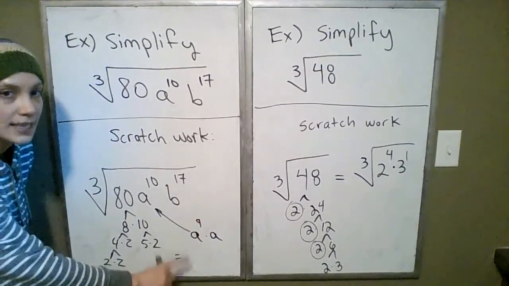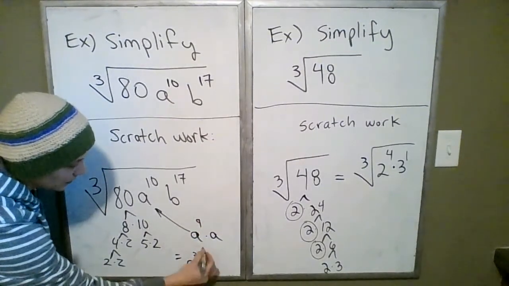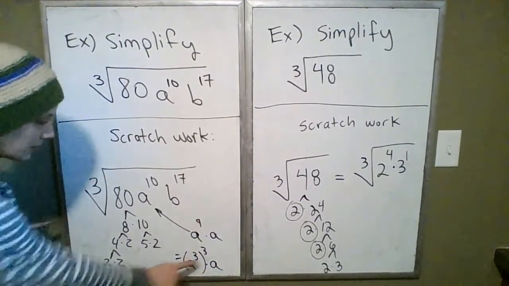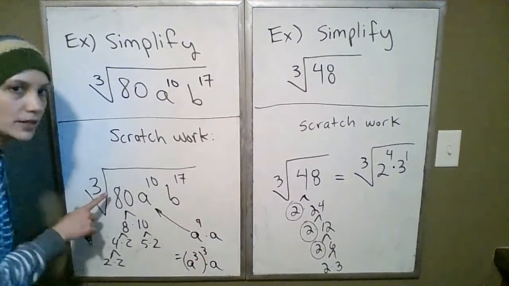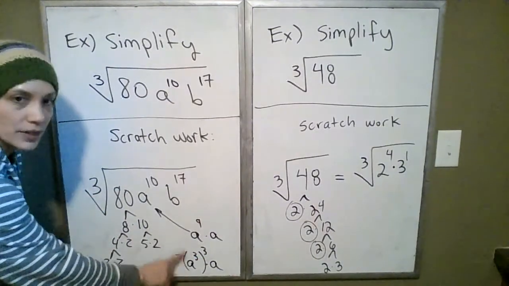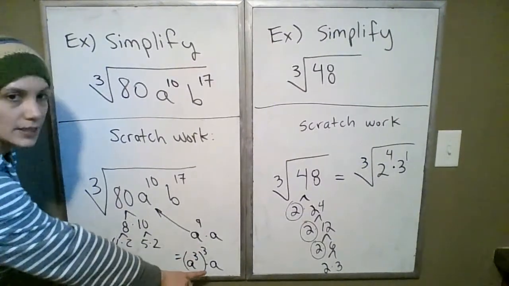And a to the 9th is a cubed, cubed. I did that to have that power of 3 match the cubed root over here. So from this part, we'll get an a cubed out from under the cubed root, and this a has to stay.